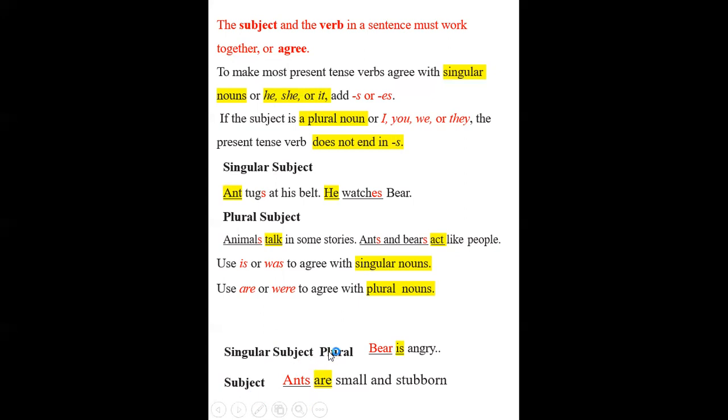What about the plural subject here? We say, plural subject: ants are small and stubborn. Here, ants has s at the end, guys, as you see. So that's why its verb here is plural. So we say ants are or ants were. Ants are small and stubborn.